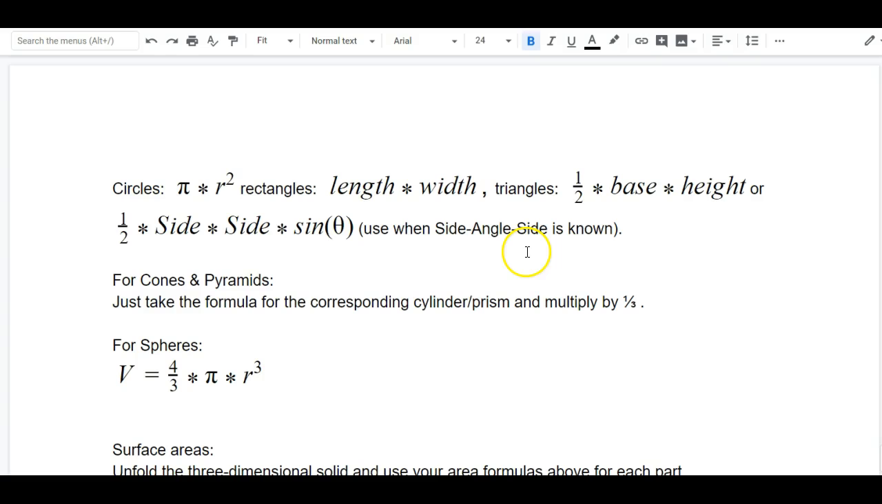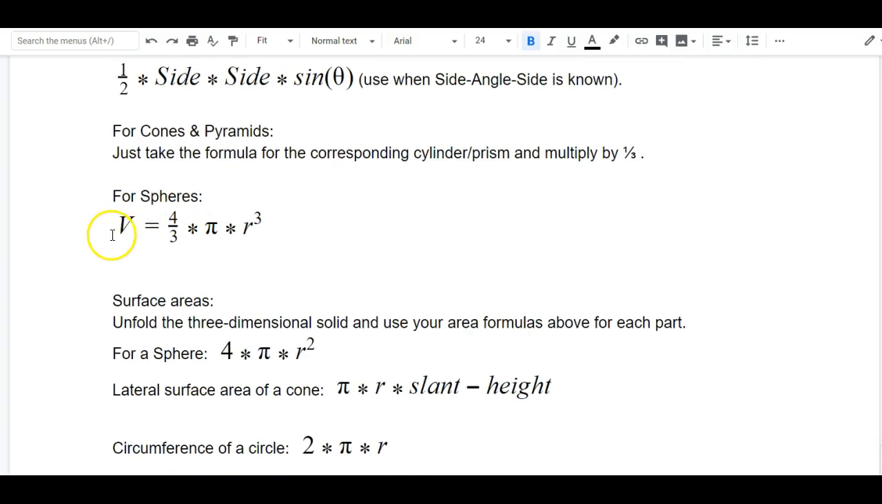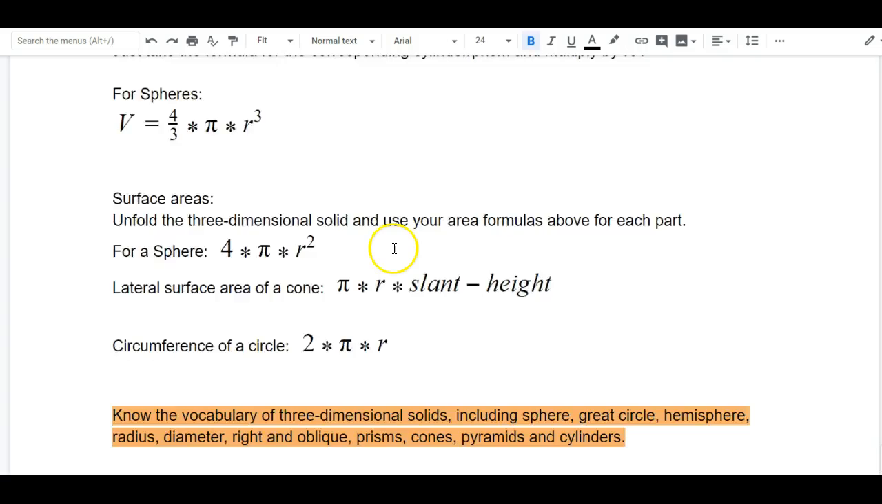For cones and pyramids, you're going to take the same formula, so the volume equals the area of the base times the height. And just remember that you're now going to multiply by 1/3 because it is a cone or a pyramid. So you just multiply by 1/3. For spheres, the volume formula is 4/3 pi r cubed. You have to know that.